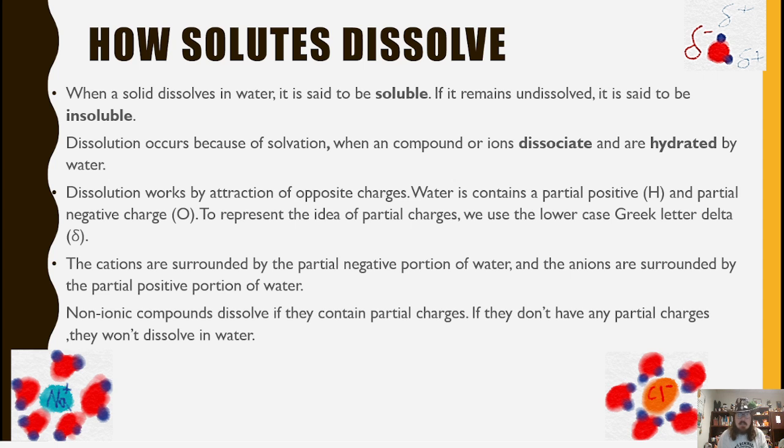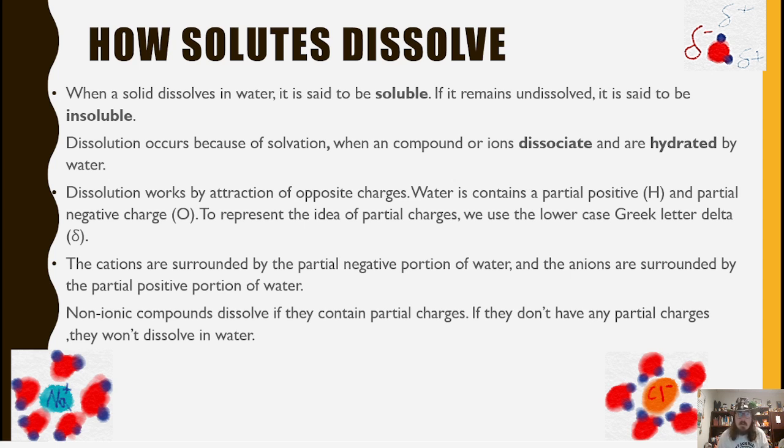Now, this separation and dissolution occurs because of polarity. Remember, we talked about polarity when we talked about VSEPR models. But water is a polar molecule, with oxygen being negative and hydrogen being positive. This dissolution works by attraction of opposite charges. Water contains a partial positive charge around the H's and a partial negative around the O, as we see in the upper right of the image. We use the Greek letter delta to represent the partial charges. We can give the size of the delta related to the size of the partial.